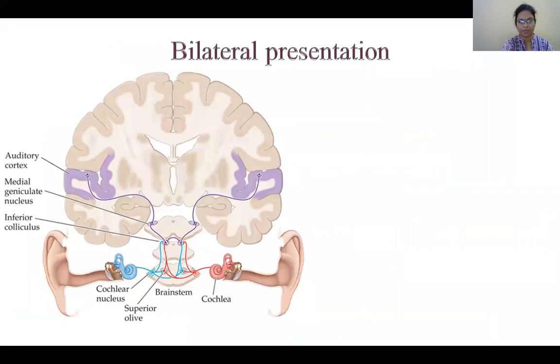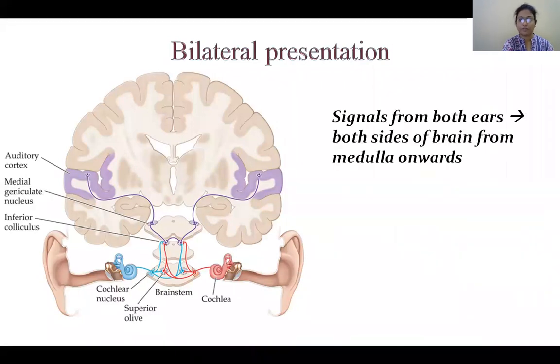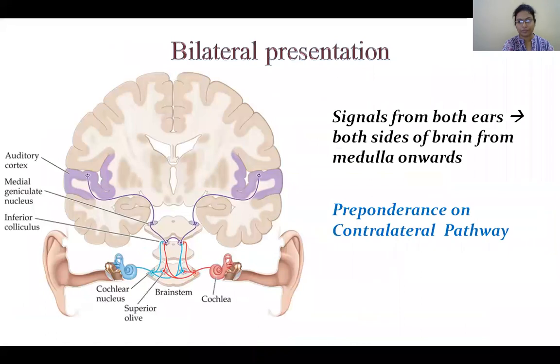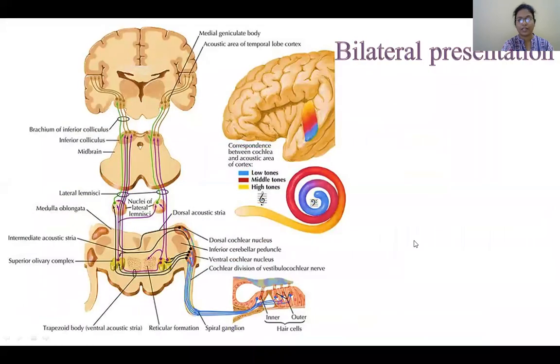A bilateral representation. Why bilateral representation? Because we have seen that the fibers have been crossing at different levels. So signals from both the ears reach both sides of the brain from the medulla onwards. And preferably, the preference is towards the contralateral pathway. So bilateral representation occurs because of the crossing over taking place at 3 places.